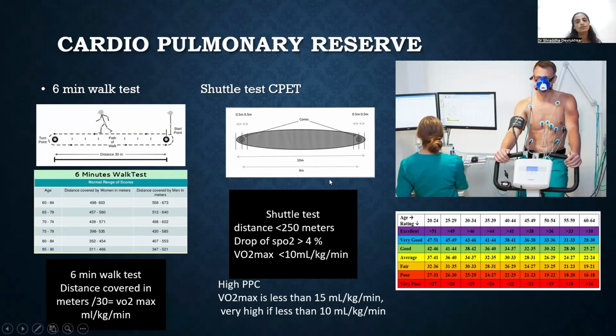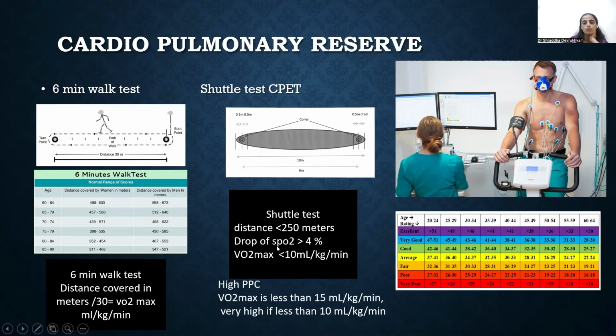The other common test is the shuttle test. There are two cones which are 10 meters apart, and the intensity of your walking increases with every shuttle. So if you are walking anything less than 2000 feet in your 6-minute walk test, or if the distance is less than 250 meters in the shuttle test, that is inadequate, or your VO2 max is low.